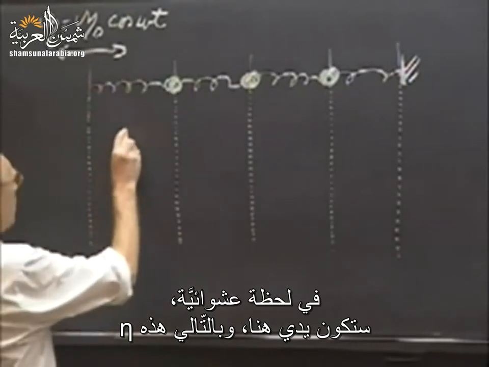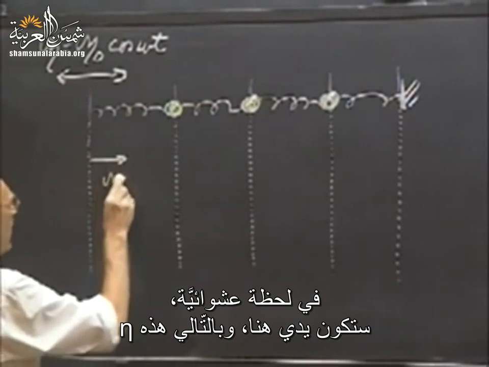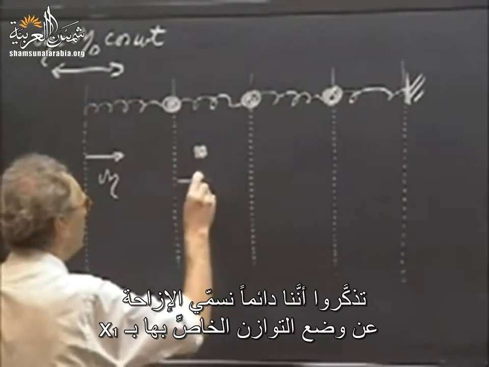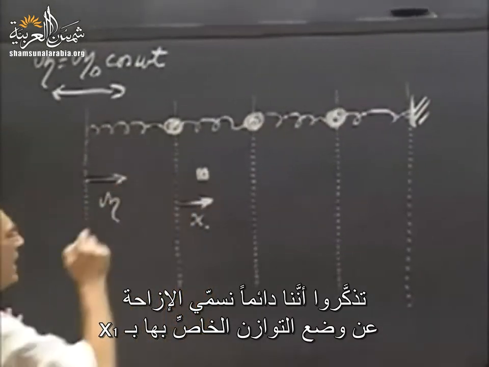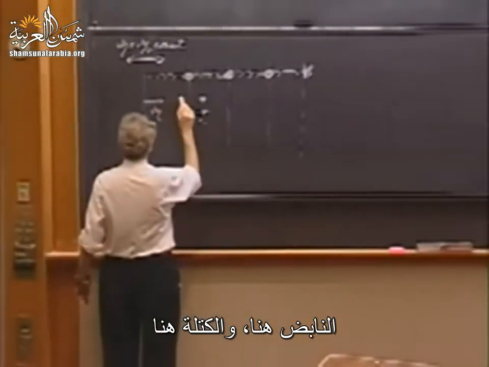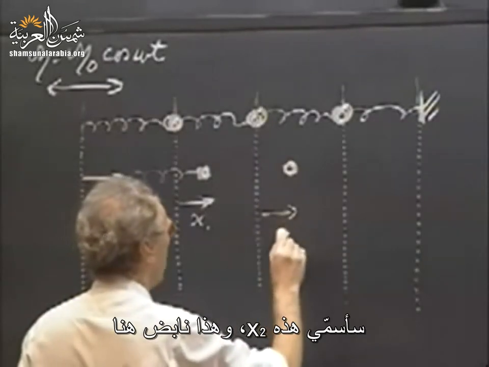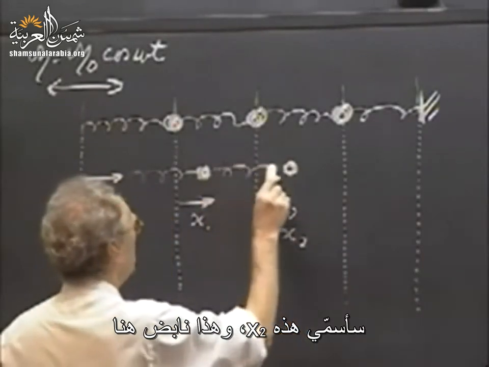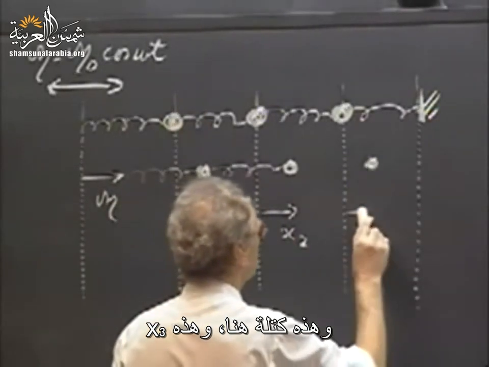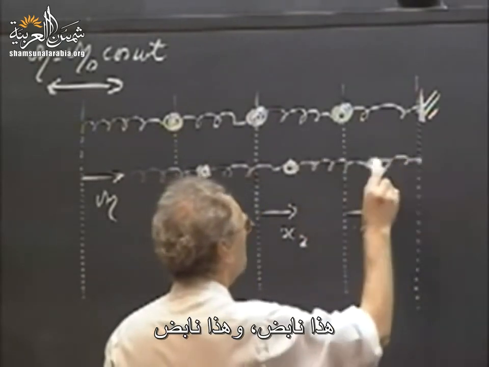So, at a random moment in time, this is where my hand will be. So this is eta. This is where the first mass will be. Remember, you always call the displacement x1 from its equilibrium. That is its dotted line. So here is the spring. This one is here. So I call this x2. So here is the spring. And this one is here. So this is x3. So here is the spring, and here is the spring.